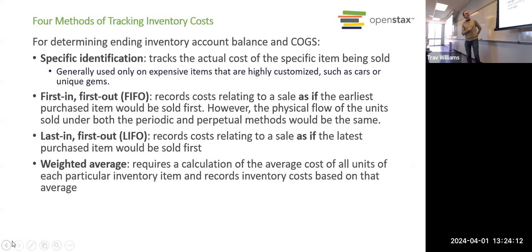That's just a reminder. So here are the 4 different methods I alluded to earlier. Within both periodic and perpetual, we've got these 4 options. Specific identification, meaning when you sell some inventory, whatever was the cost of that specific inventory is what you put as the cost associated with that sale. That's the only case where we're using the actual cost of the inventory for that particular sale. In the other 3 methods, it doesn't matter.